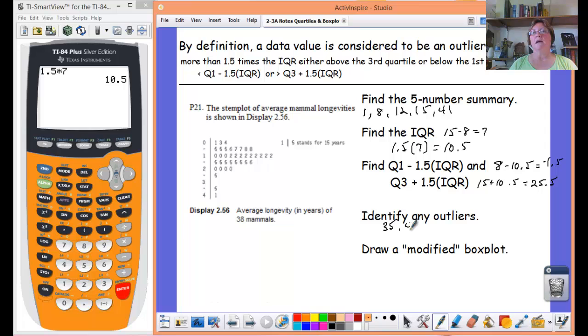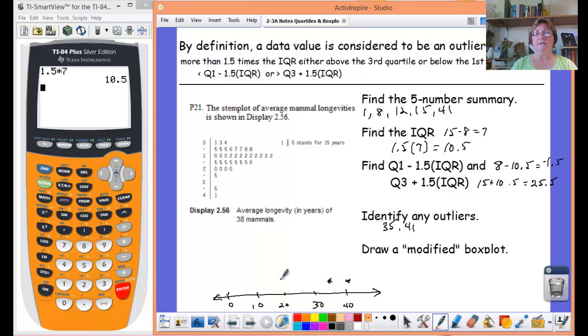So to draw our modified box plot, folks, what you do is, you're still on a number line, so we're going to start out there. And we said the ages ranged from 1 to 41. I'm going to just go 0 to 40 by tens. So in a modified box plot, you show the outliers with stars, asterisks. So we have an outlier at 35. We have an outlier at 41.